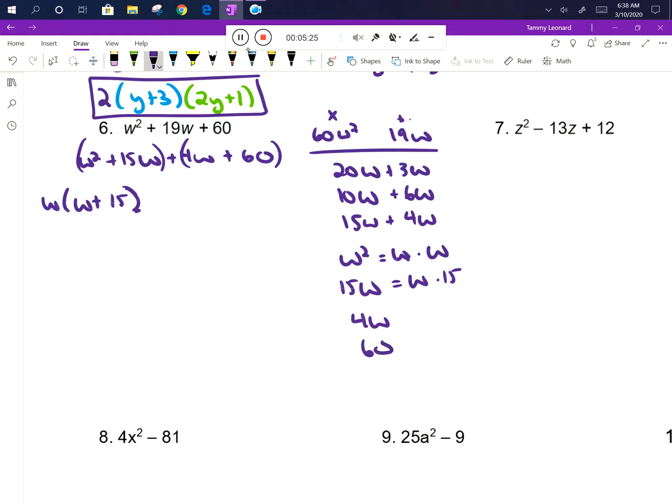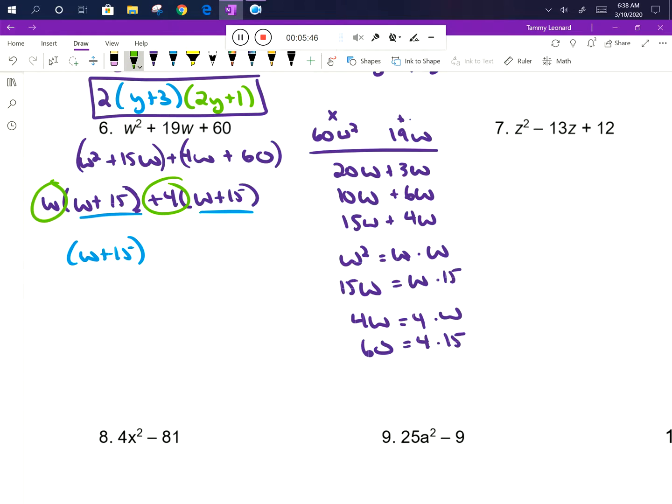4w and 60 have 4 in common. The top would need to be multiplied by w and the bottom by 15. So we can factor out a positive 4, which will leave w plus 15 in parentheses. Since the w plus 15s are in common, we can factor that binomial out, leaving w plus 4 as our second binomial.